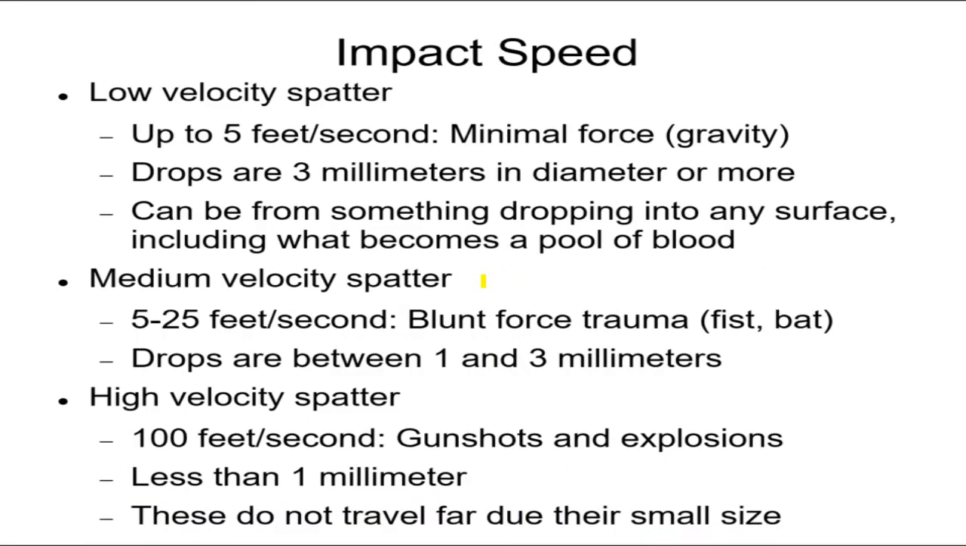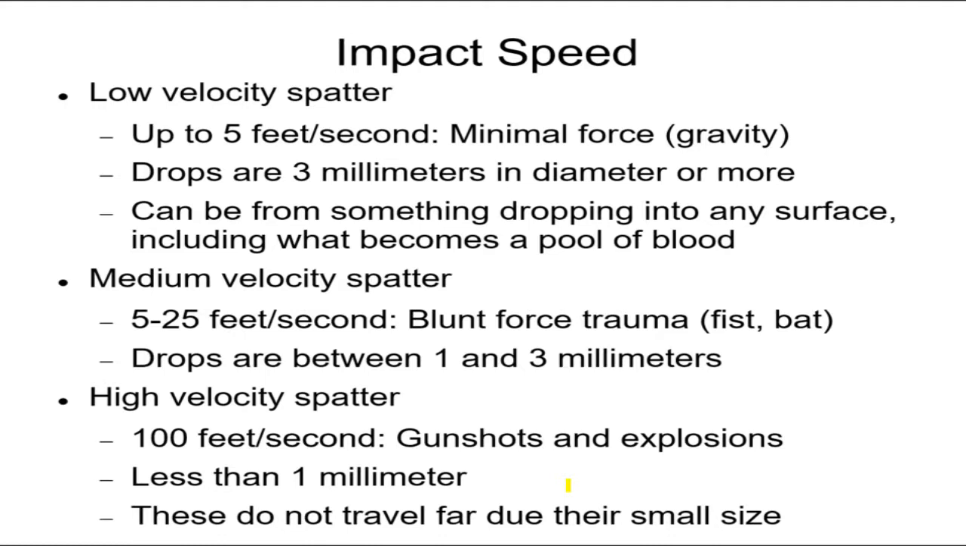There's medium velocity spatter. This can sometimes be by, let's say, a baseball bat or something else. And these drops are smaller, so you can sometimes identify the kind of impact by the size of the blood drops. And then there's high velocity spatter. This comes from gunshots and explosions. Certainly that's high velocity. These are often found less than 1 millimeter, really tiny drops. They are small and they don't travel far, but it really depends on the situation.